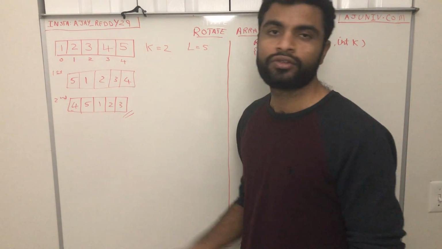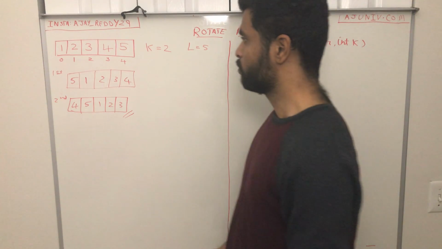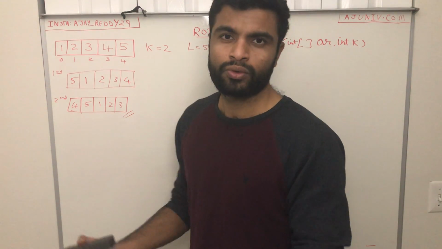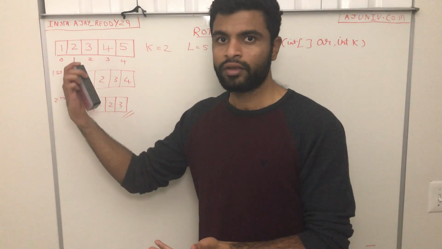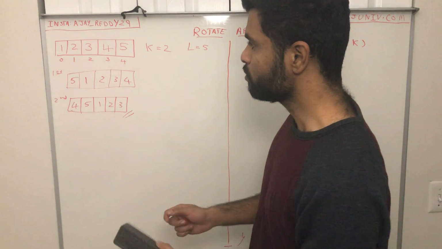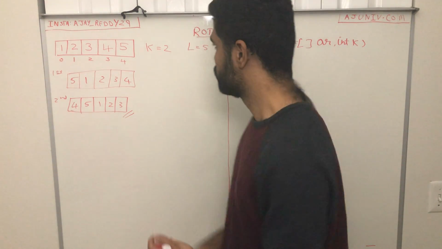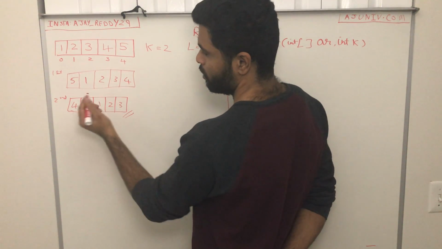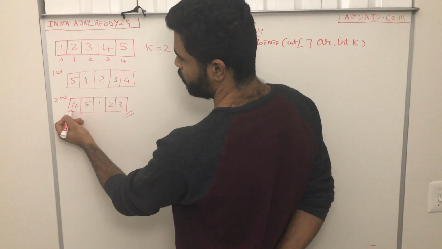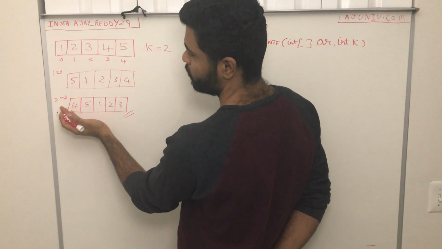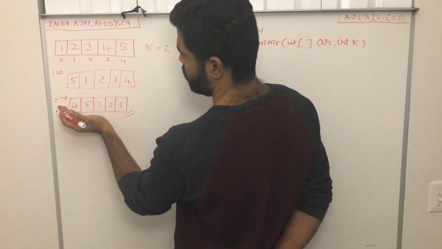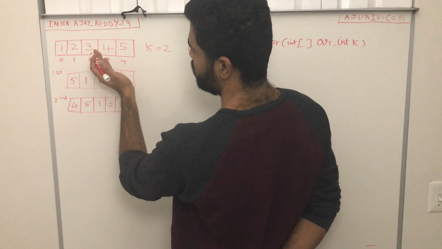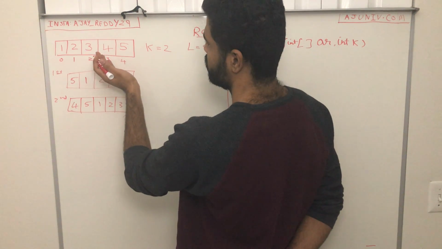So let's see how we can solve this problem. We can solve this by doing some reverse operations on this array. If you see the output array, it is starting from 4. This 4 is at index 3 in the original array.